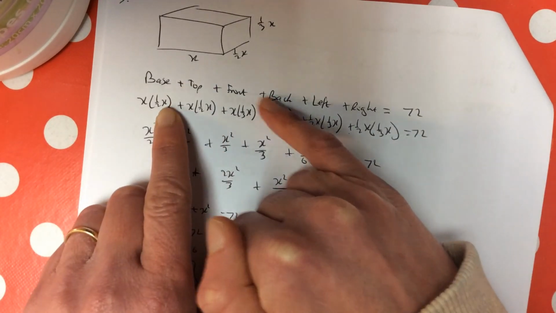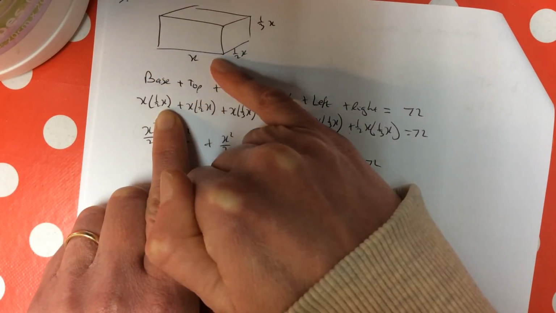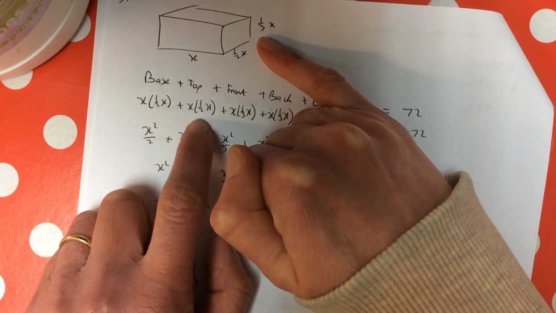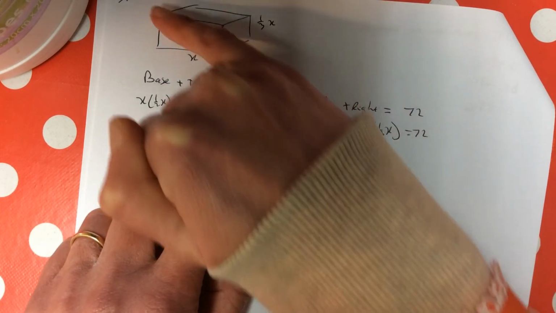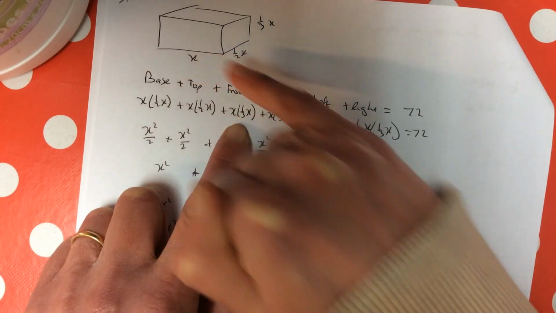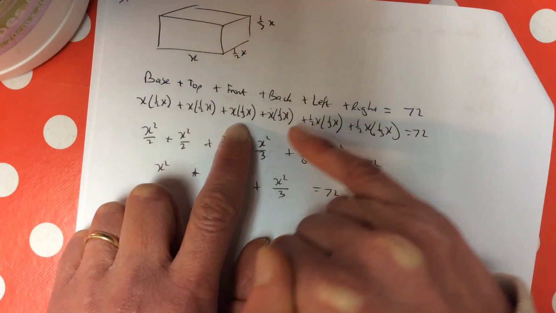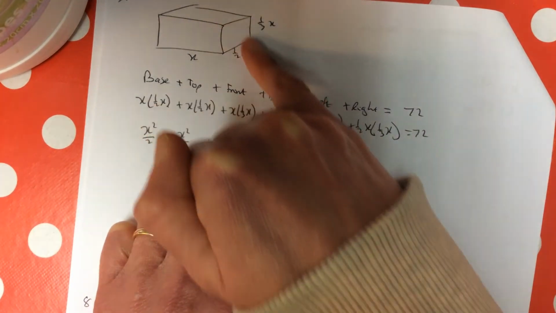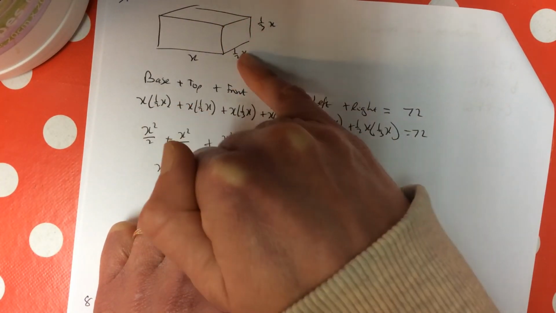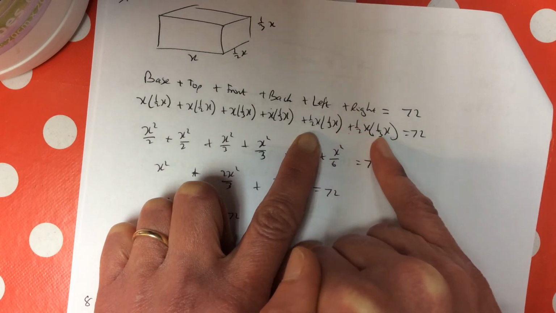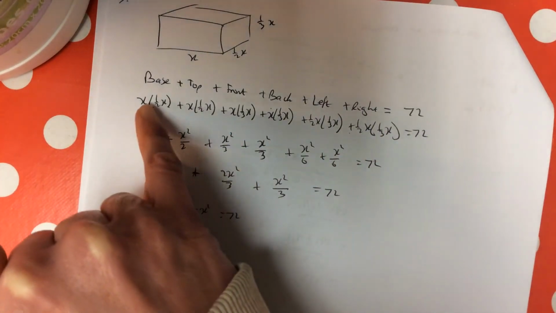Now to find the surface area, it's the base, which is x times a half x. The top's the same as the base. The front, that's the front there, is a third times x, times another x. The back is the same. The left-hand side and the right-hand sides are both a half x times a third x, are the same, equals 72. So this is me tidying this up.